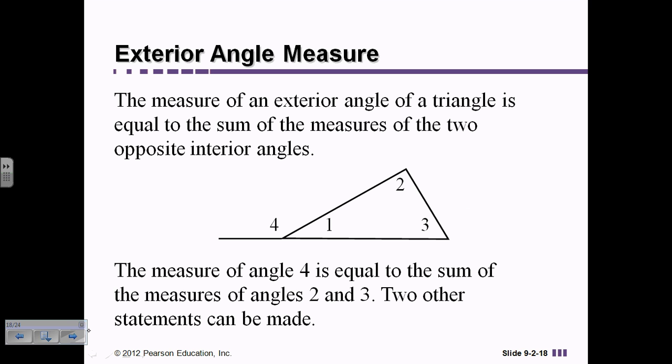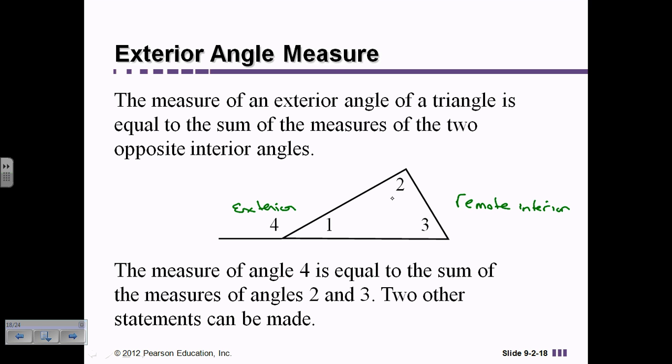Alright, so when we look at this picture, we'll notice that we have our typical triangle. So angle 1 and angle 2 and angle 3 equal 180 degrees. But then we see this angle 4 out here. And angle 4 is what we call an exterior angle because it's outside the triangle. And angle 2 and angle 3 are what we call remote interior. So angle 2 and angle 3 are not adjacent to or next to angle 4.